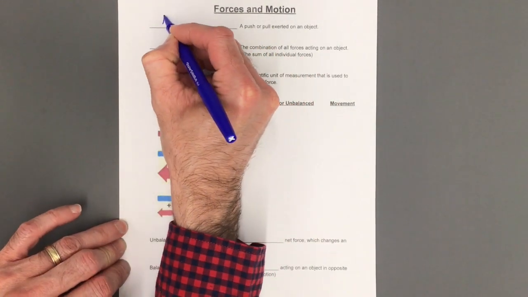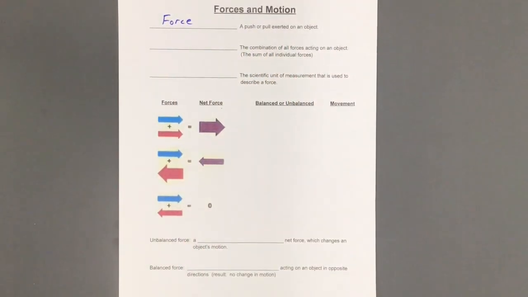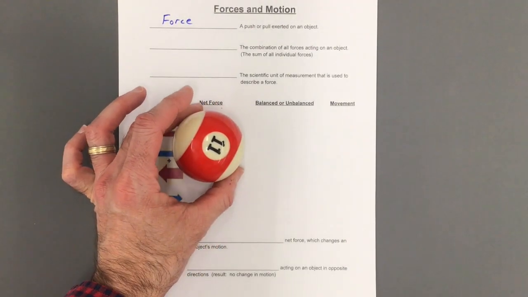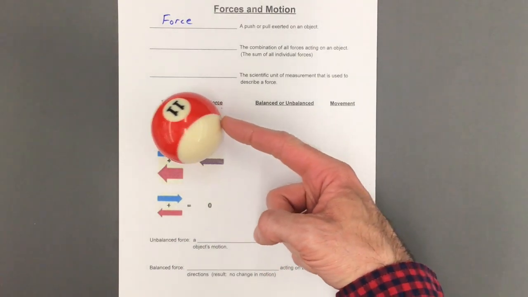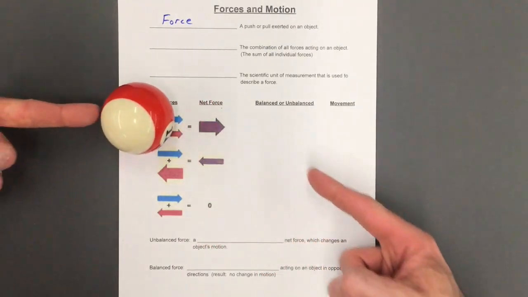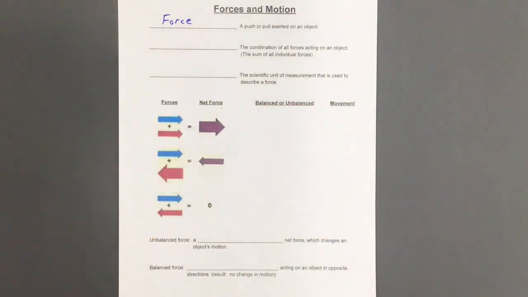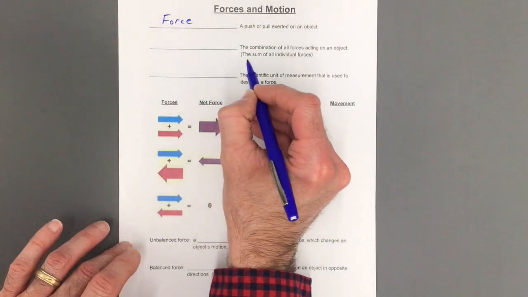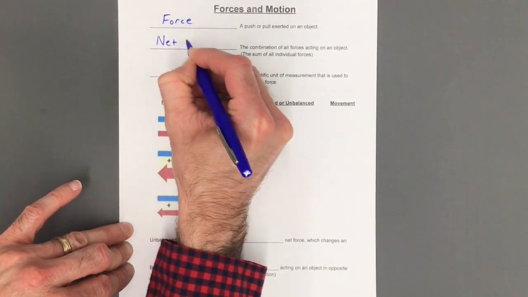So a force is a push or pull that is exerted on an object. And when you take all of the forces that are acting on an object and you add them up, like me pushing this way and me pushing that way, you add up all those forces, you come up with the sum of the individual forces, or the net force.